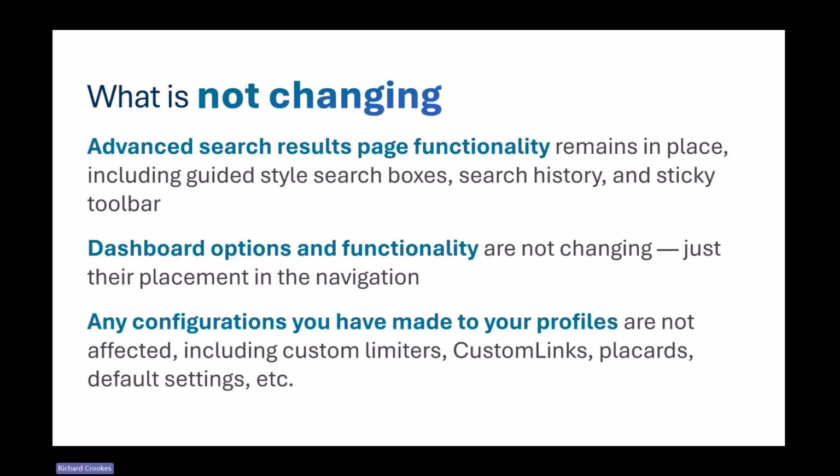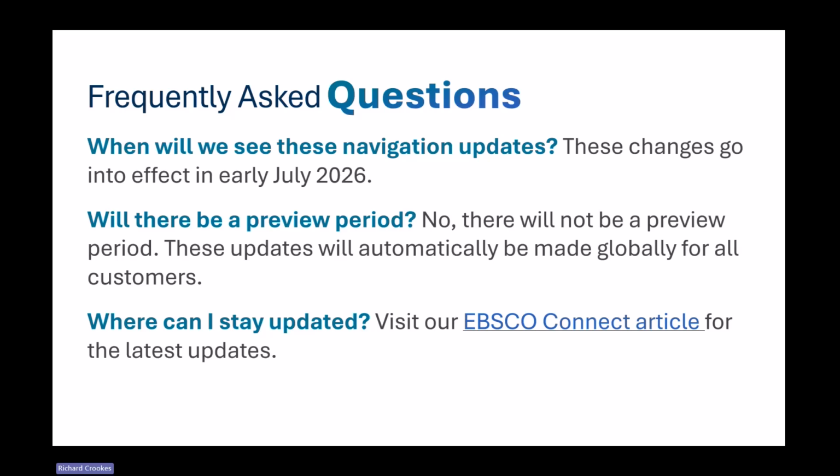Just to clarify, what is not changing? The advanced search results page functionality remains in place. Dashboard options and functionality are not changing, just their location or placement, and neither are any configurations you have made to your profiles. Of course, this is a centrally managed service, and there are certain things that trust library services are advised not to change because of what's agreed at a national level, but it's not having much impact there. This is going to launch in early July. There will be no preview period; it will be live for all users once it has been implemented.